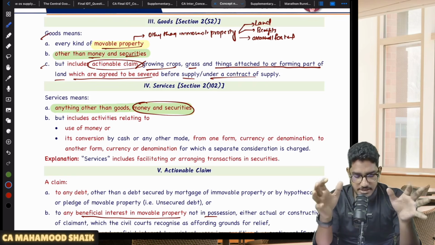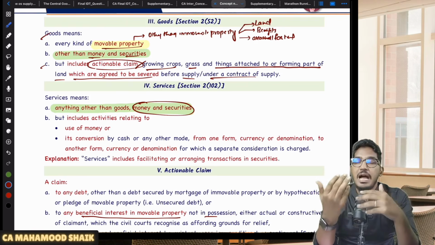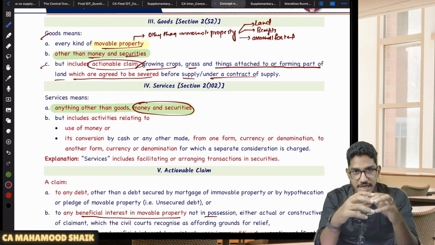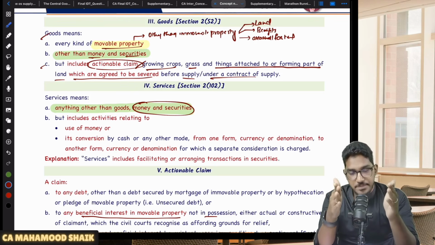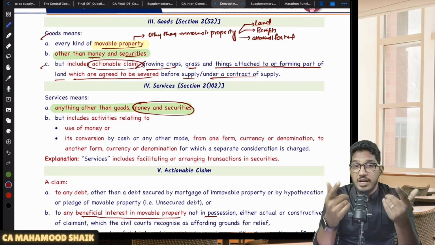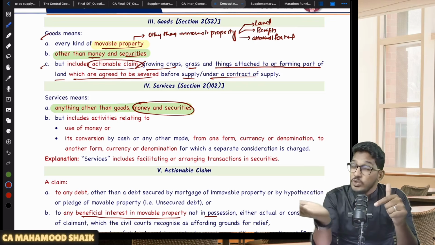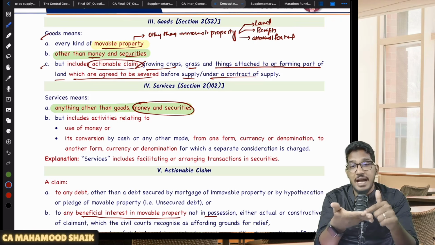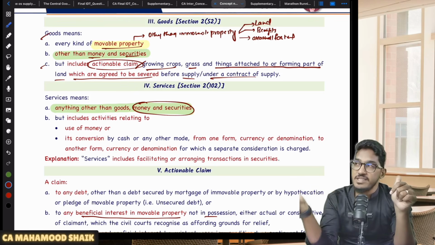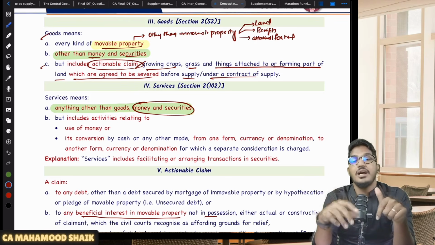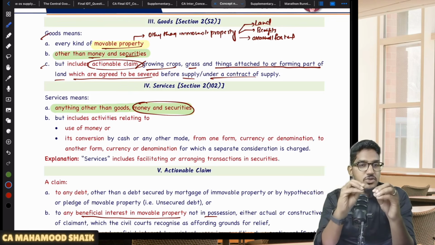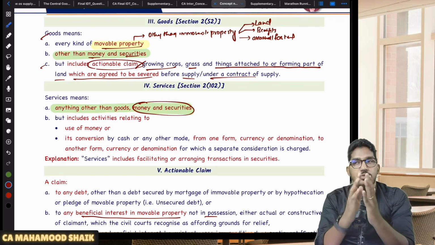Let us take for example this Pushpa. I am going to sell this red sandalwood. See, this red sandalwood is a tree which is permanently attached to the earth. That is actually an immobile property. But Pushpa, how will he sell that red sandalwood? He will agree to cut that red sandalwood trunk from the land and then he will agree to supply it. Now it will become goods because it is agreed to be severed, agreed to be cut either before supply or under a contract of supply. Able to understand? So this is the goods definition which you have to remember.